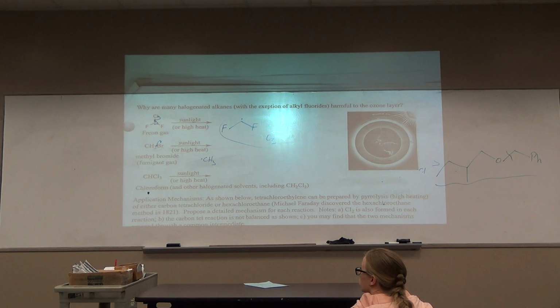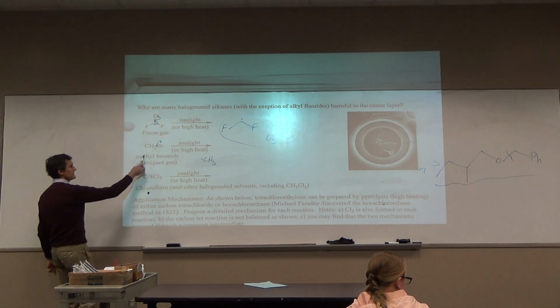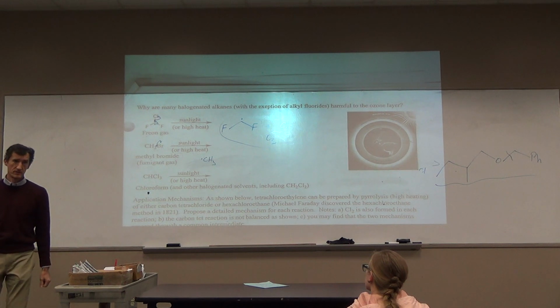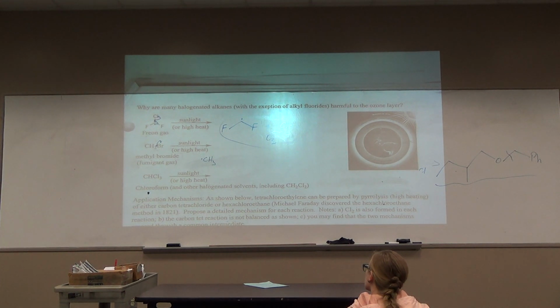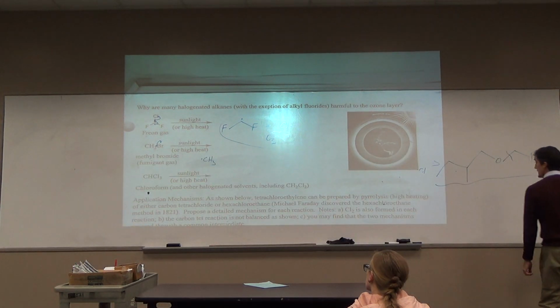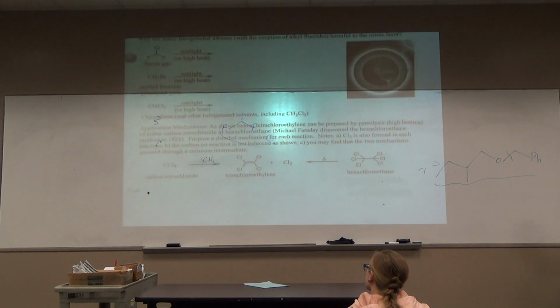Okay. So the C-Cl bond is harder to break than a C-Br bond. See, this bond is easier to break than that because this carbon-bromine bond is weaker. Carbon-iodine is even weaker and even easier to break. Doesn't take as much heat or light.